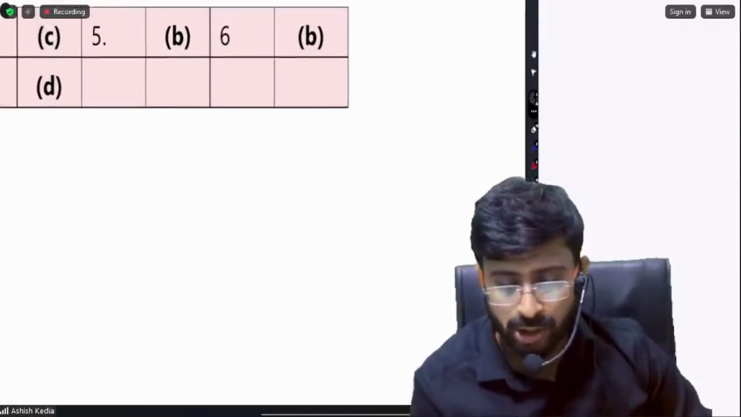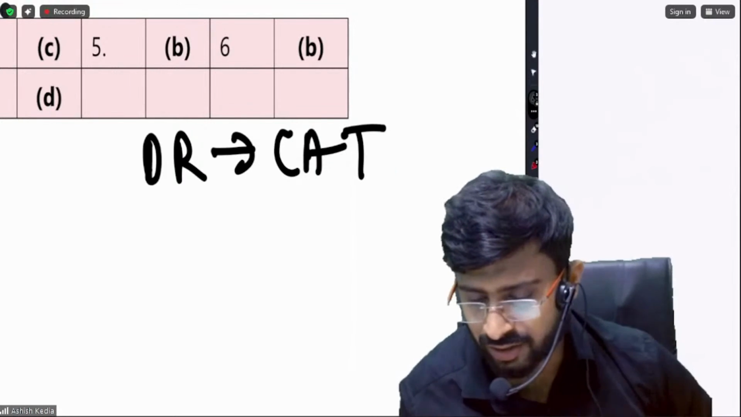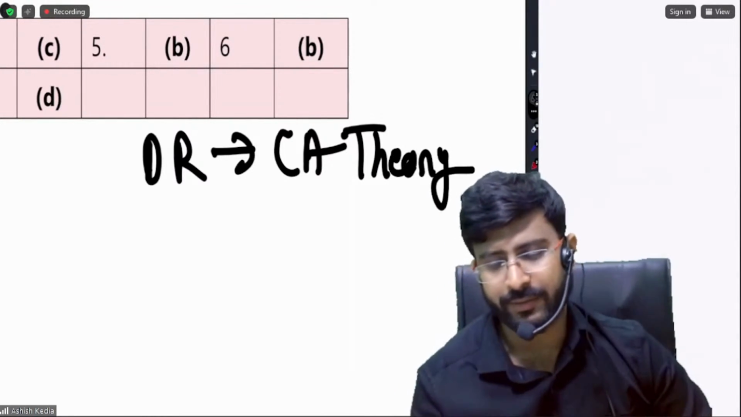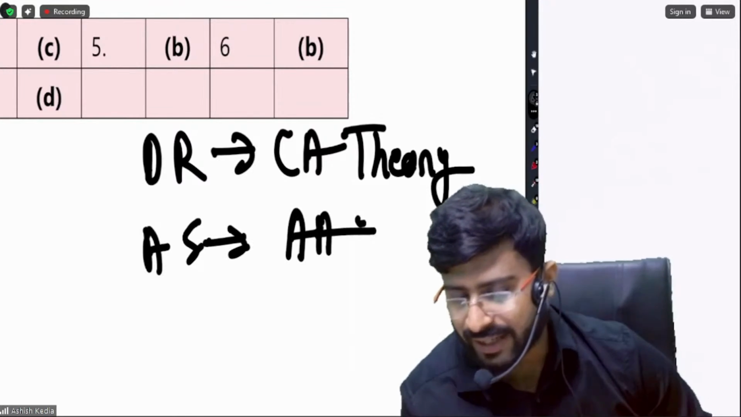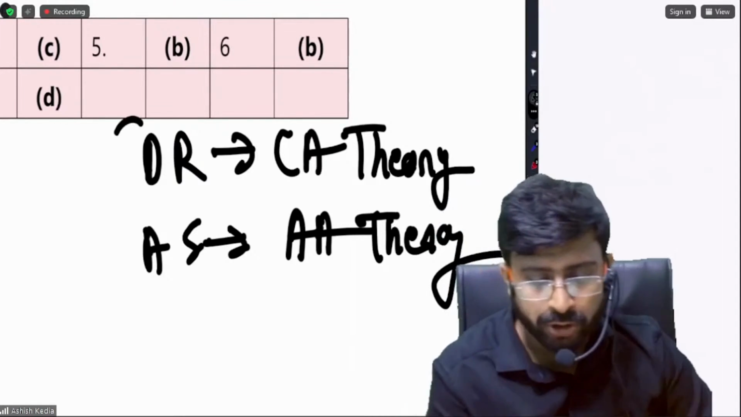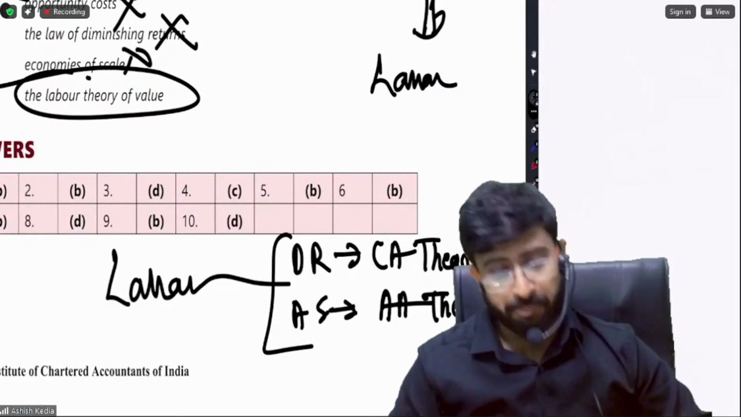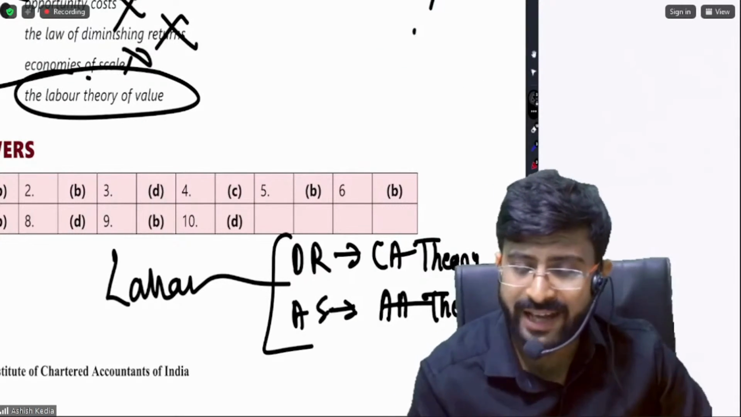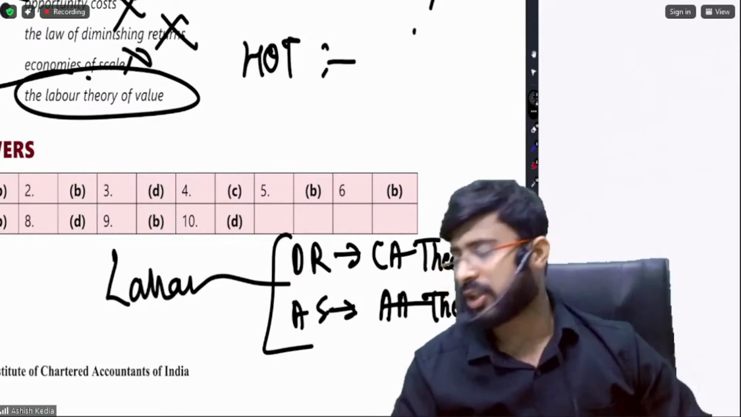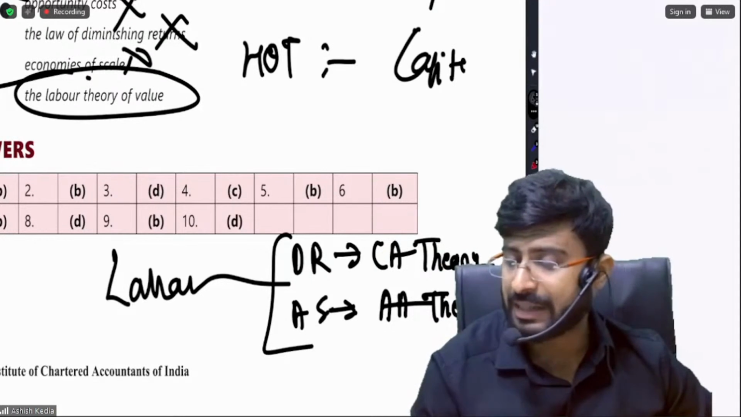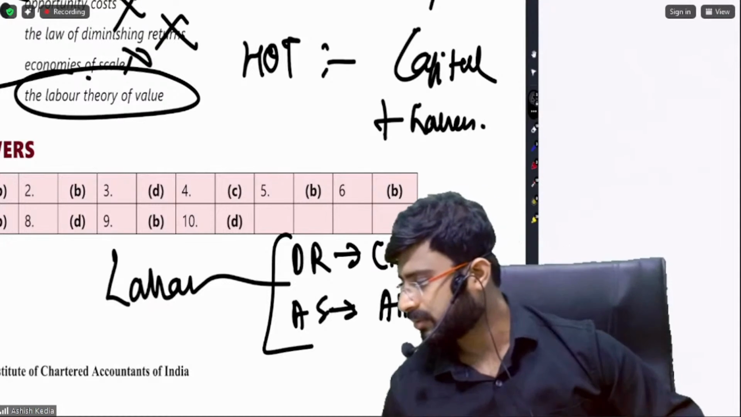Heckscher Ohlin theory. So remember, David Ricardo's comparative advantage theory, that is CAT, comparative advantage theory. Adam Smith's absolute advantage theory, that is AT. Both focus on labor values. But when we talk about Heckscher Ohlin theory, then we talk about capital plus labor. A very important MCQ can come from here, if you all notice it carefully.